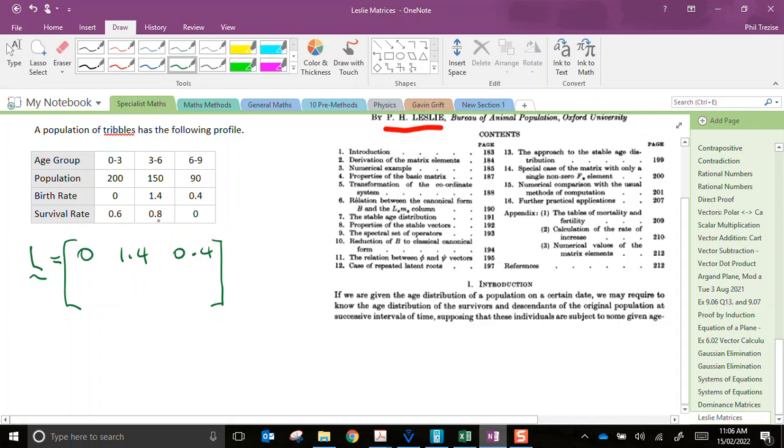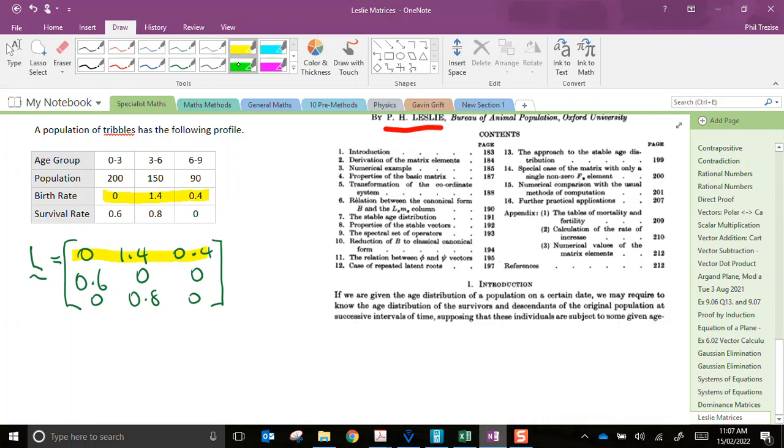The survival rates here get written on a sub-diagonal, not the main diagonal. So we start from the next row with 0.6, then we drop down diagonally to 0.8, and the other entries of the matrix are filled in with zeros. So let's just highlight that again. The birth rate goes in the first row. The survival rates go in a sub-diagonal, and that's the Leslie matrix.